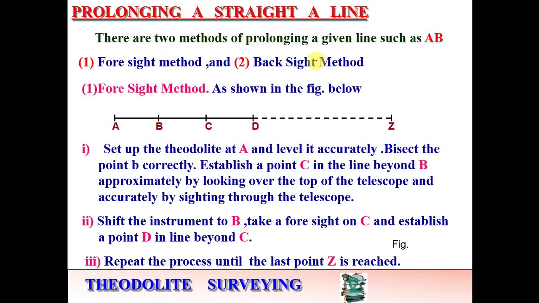Now we are moving on to another slide, and this slide is related to prolonging a straight line. We basically have two methods. The first one is the foresight method. Suppose you are placing your theodolite at A, then you sight your point B with the ranging rod at B, and you extend your line to C, D, and so on. So this is the foresight method.